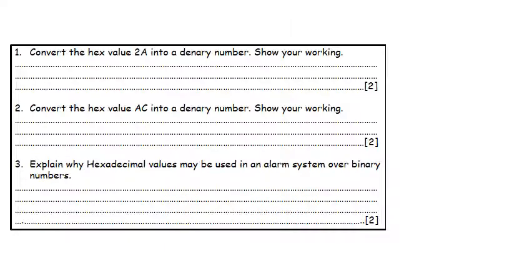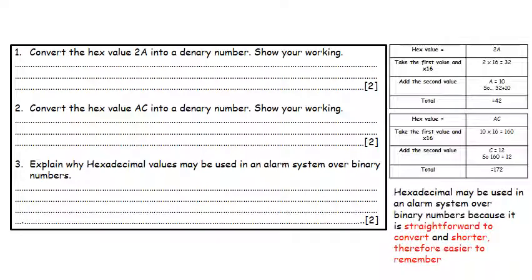And your answers are, for question 1, you would have 2A, 2 multiplied by 16 equals 32, add 10, so you got 42. For the second one, you will have 172. And then for number 3, hexadecimal may be used in an alarm system over binary numbers because it is straightforward to convert and shorter, therefore easier to remember. Okay, so make a point and then say why that's a good thing.